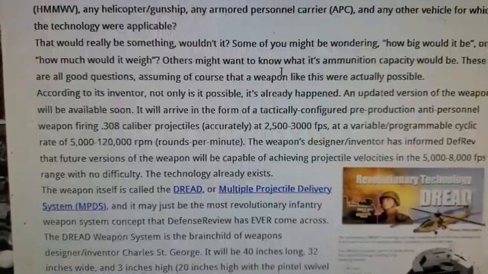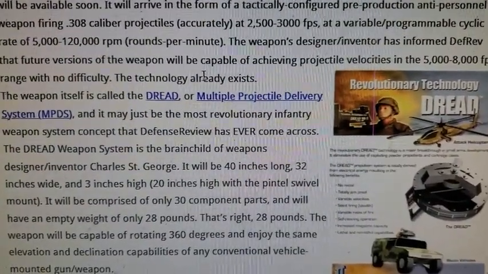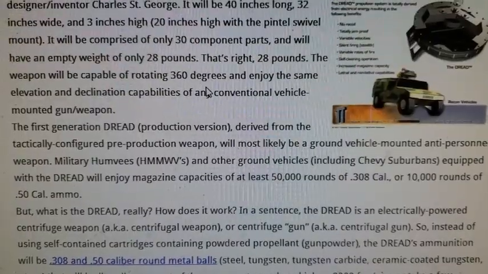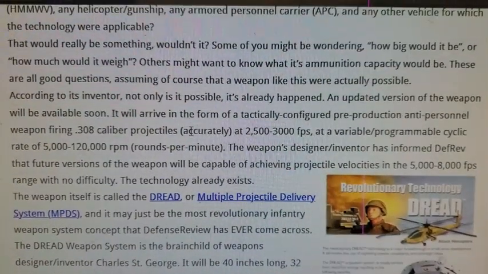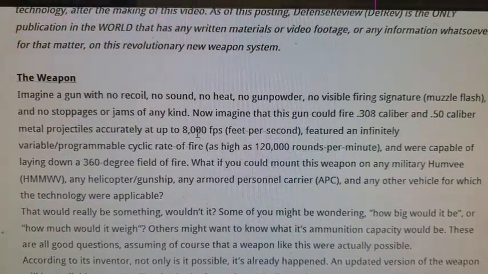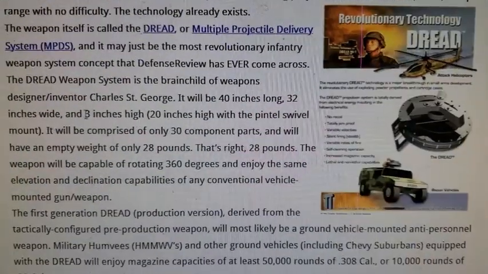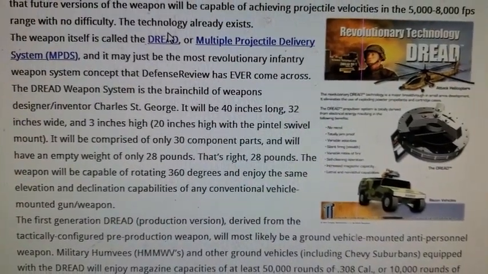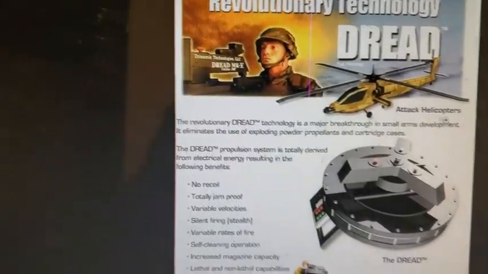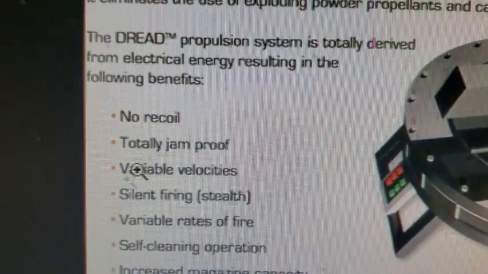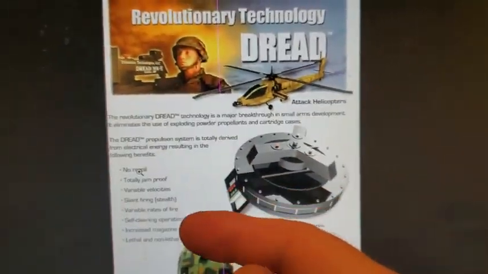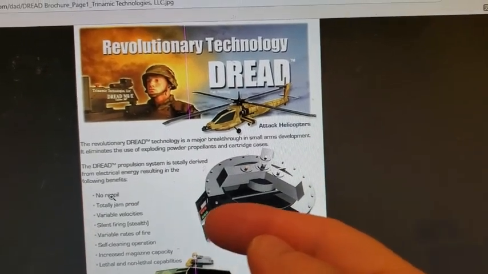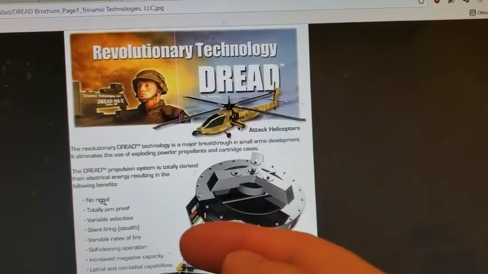Well, this is a lengthy article. They talk about this thing shooting out, I think they said 8,000 feet per second. I think a bullet is maybe 3,000 feet per second, and so on and so forth, and that it has no recoil. And so you go there, and that brings you to their brochure. Here's their brochure. What's the first thing on the brochure? No recoil. So you have a rifle shooting 8,000 feet per second with no recoil.